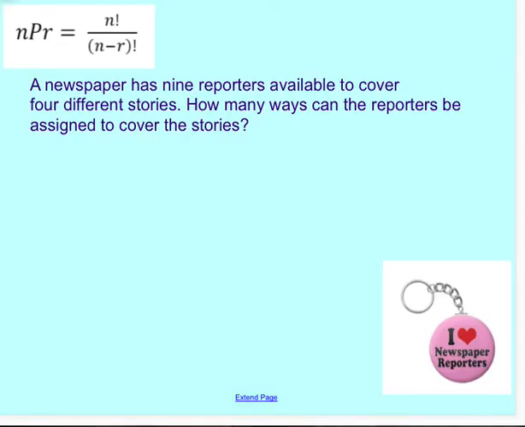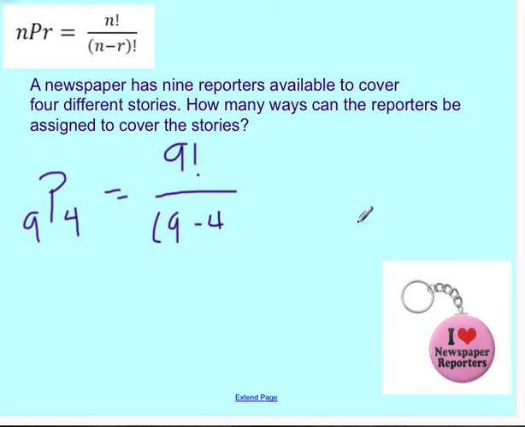Okay, so let's take a look at this next problem. For number 8 here, now we're talking about 9 reporters available to cover 4 different stories. So if I assign Shirley to a story about giraffes and I assign Jason to a story about tigers, if Shirley now covers tigers and Jason now covers giraffes, that's a different scenario. So in this case, order does matter. There's 9 of them, and we're going to pick 4 to cover stories. Again, the order does matter. So then on top, we're going to have 9 factorial, and on the bottom, 9 minus 4 factorial. So we're going to do the subtraction first. 9 minus 4 is 5, so I have 9 factorial divided by 5 factorial.